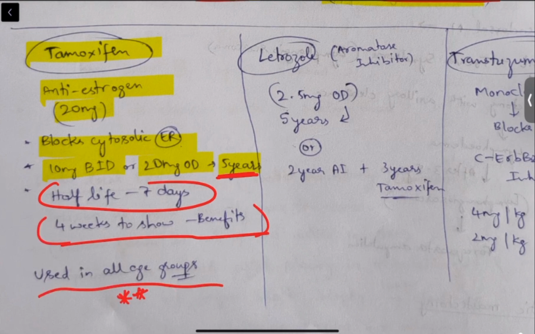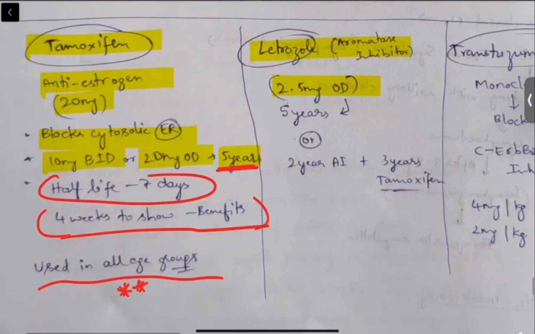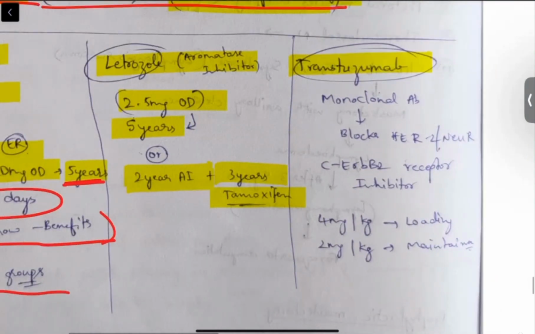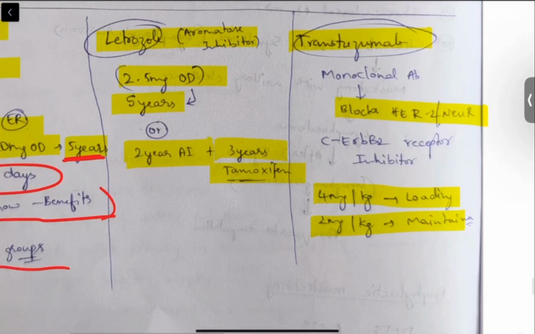So letrozole is an aromatase inhibitor which is used in postmenopausal women. The dose is 2.5 mg once daily, and again this is also given for 5 years. Usually the combination we use is, for 2 years we give aromatase inhibitors, and for 3 years tamoxifen. Other than that, there is a monoclonal antibody being developed for breast cancer, that is trastuzumab, which blocks HER2 or neu receptors. The dosage is 4 mg per kg loading dose and then 2 mg per kg maintenance dose. So this is an upcoming drug.